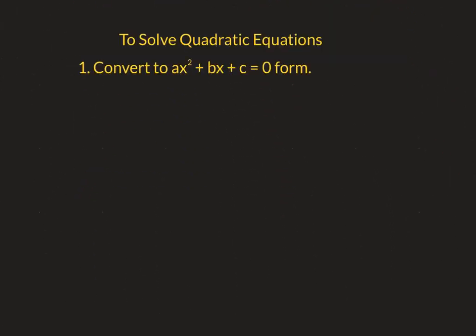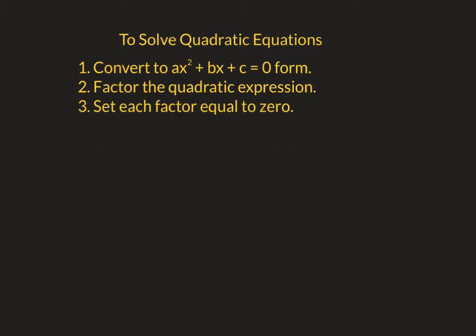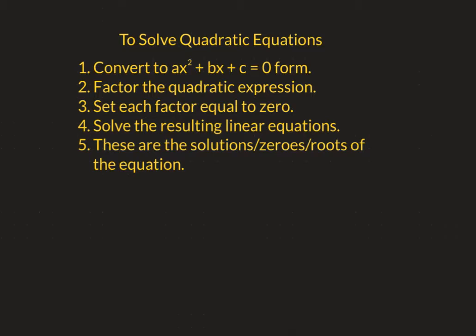To solve quadratic equations, you first convert to the form ax squared plus bx plus c equals 0, the general quadratic equation. Next, you factor the quadratic expression. The third step is to set each factor equal to 0. The fourth step, solve the resulting linear equations. Number 5, recognize that you have your solution. These are the solutions or roots or zeros of the equation. They are called different things depending on what you want to emphasize about those solutions.